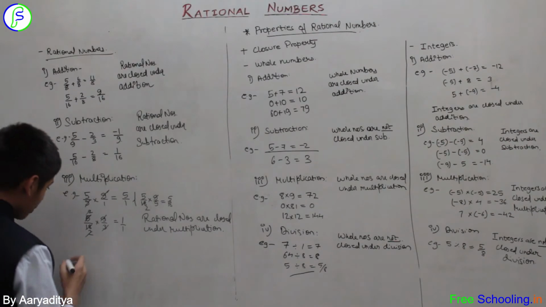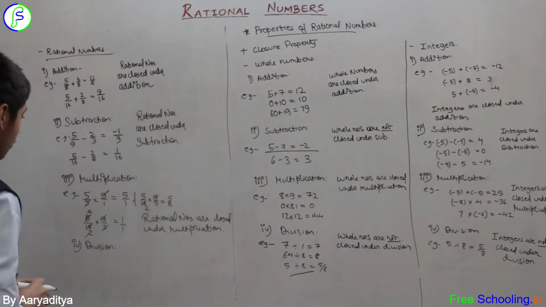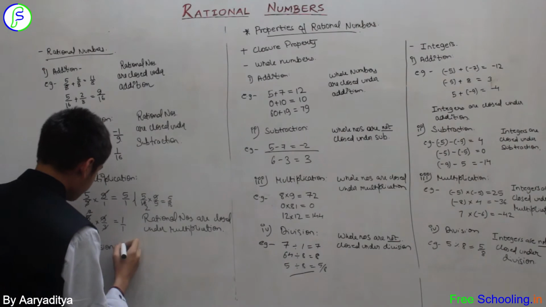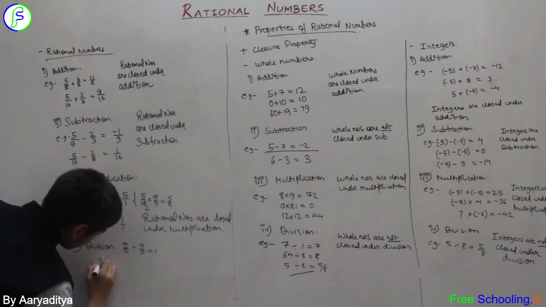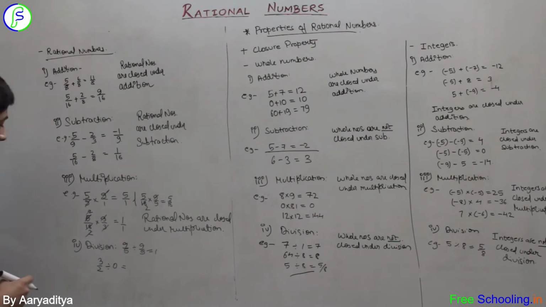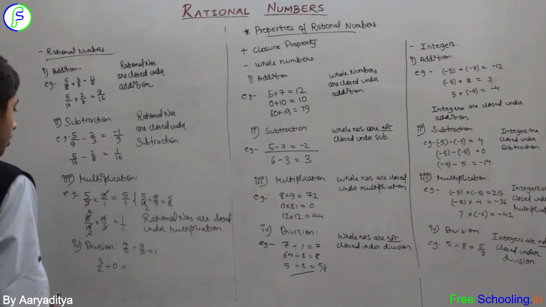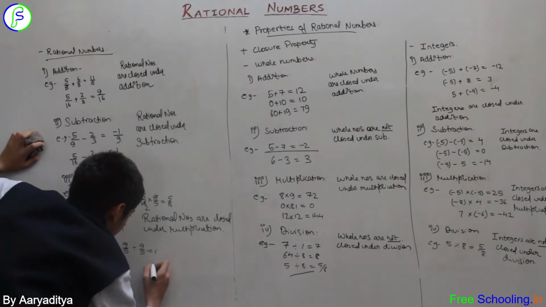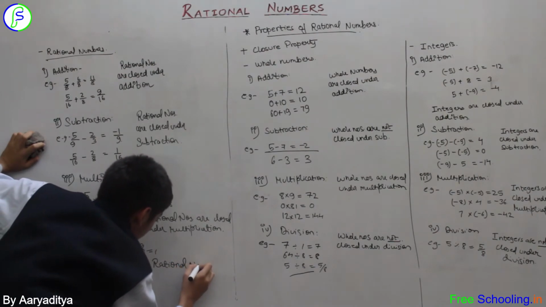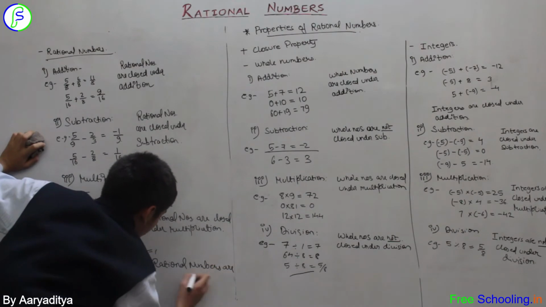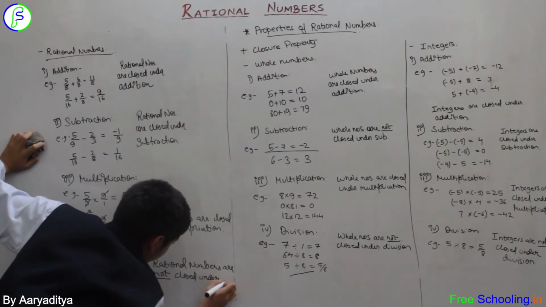Okay, and now let us move on to the last one, that is division. For division, let me take 9 by 5 divided by 9 by 5, that comes out to be 1. Then 3 by 2 divided by 0. Now here we see that 3 by 2 is divided by 0, so the result will not be a rational number. So the statement that will be written is: rational numbers are not closed under division.